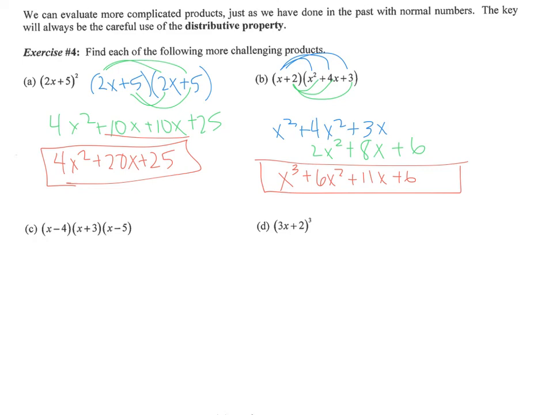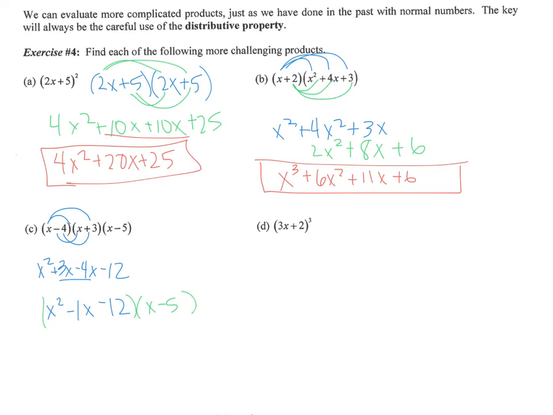And now we have an even more complicated one. So what you're going to do is you're going to multiply the first two together, find the answer, and then multiply the third. So x times x is x squared. X times 3 is 3x, negative 4x, negative 12. Combine your like terms, and you get x squared minus 1x minus 12. And we still have x minus 5.